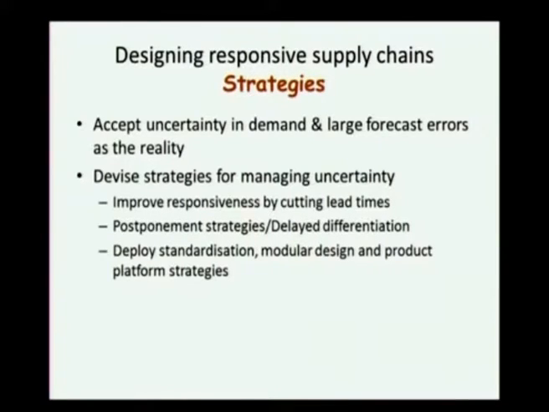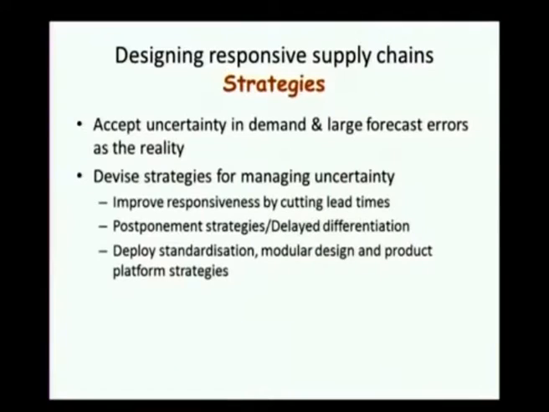So we need to accept this and then devise systems which will take care of these, which also implies that there would be slightly higher inventory in these kind of systems to the extent possible, and because the profit margins are higher, the overall profits can be increased even if the amount of inventory is a little high. But what is also needed here is improve responsiveness by cutting down lead times, use postponement strategies and delayed product differentiation strategies, and deploy modular design and product platform strategies.